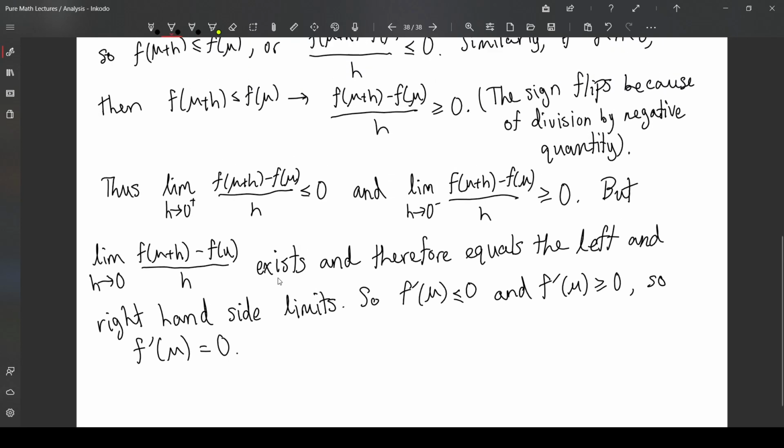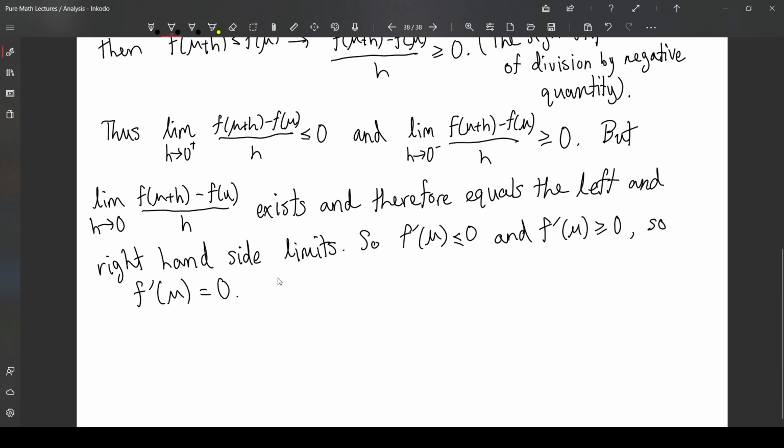So that was only the first case, but thankfully we don't have to go through much of the second case. The second case is where you have a minimum. And it's going to be the same idea, the same proof, except that here and here, your inequality signs are going to be flipped. But in the end, you're going to have that f prime of mu is both less than or equal to and greater than or equal to 0, which means f prime of mu is 0. So you could argue that way.